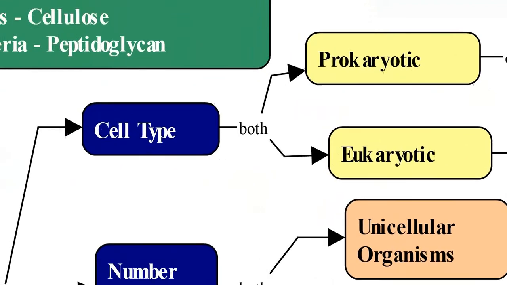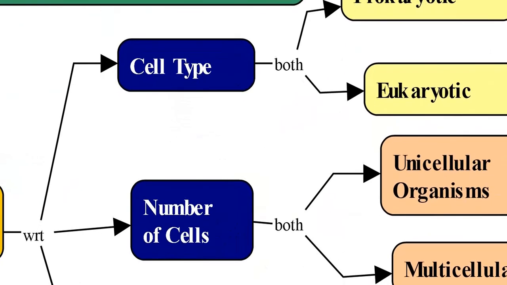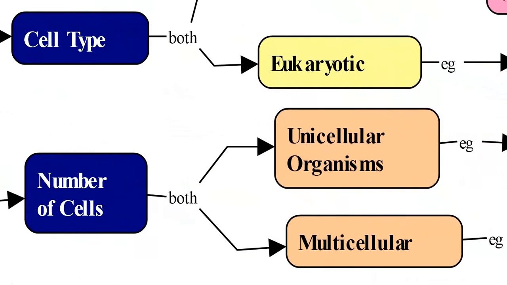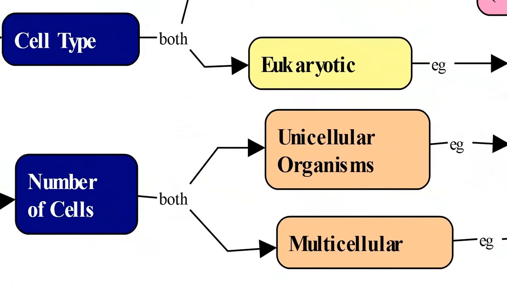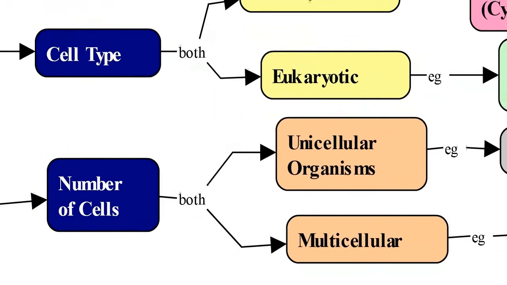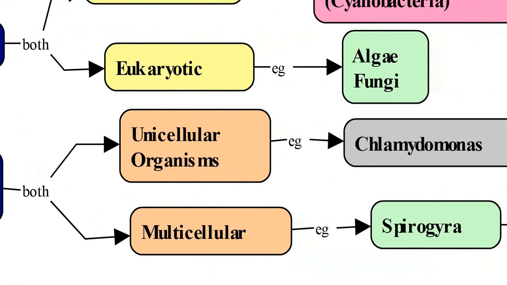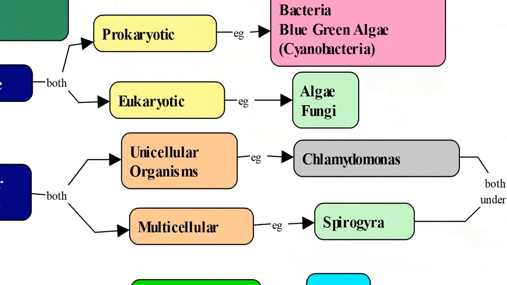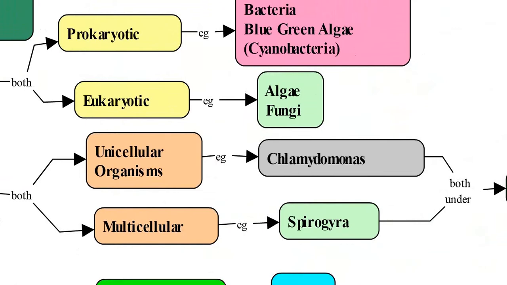Then another error is that he did not differentiate the number of cells present in the organisms. Both unicellular organisms as well as multicellular organisms he placed under a single kingdom. So unicellular organisms like Chlamydomonas as well as multicellular organisms like Spirogyra, he placed both under the same kingdom.